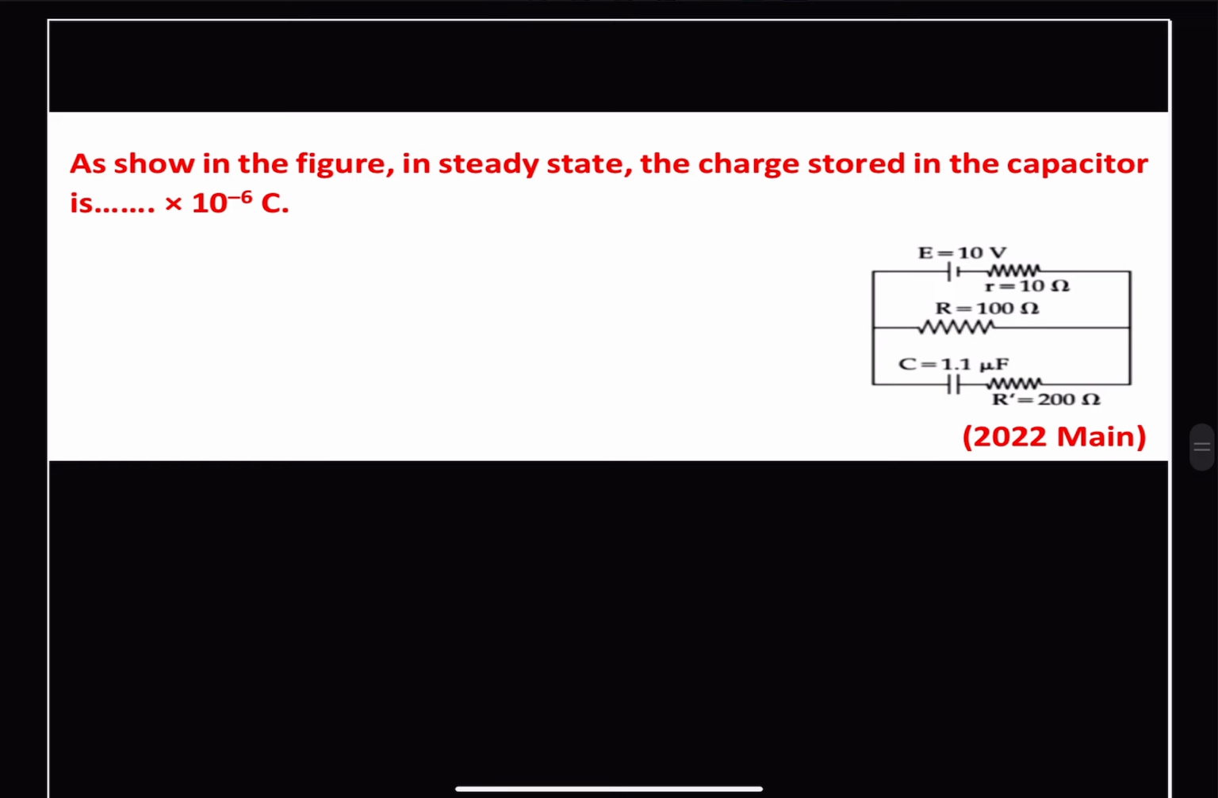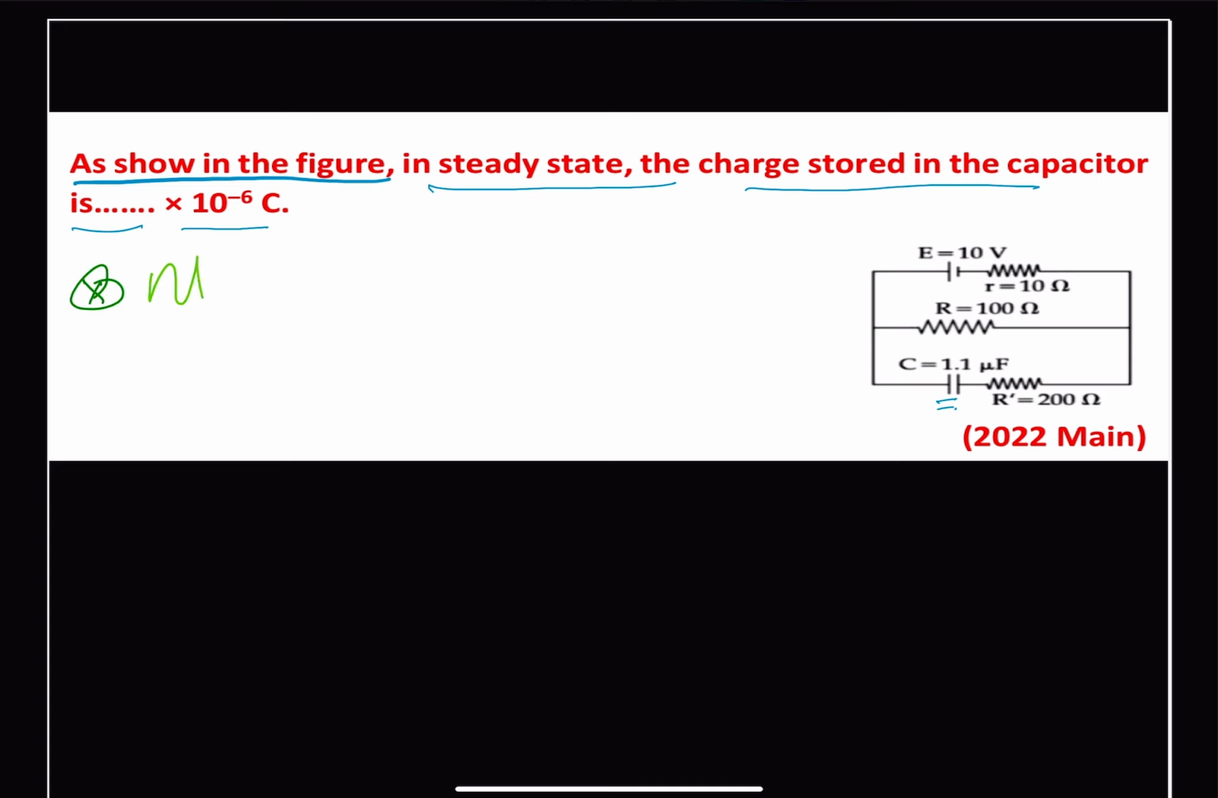Next question. It states that as shown in the figure, in steady state, the charge stored in the capacitor is dash 10 to the power minus 6 coulombs. Basic figure is given to us. We have three arms which are parallel to each other, and we need to find out the charge stored in the capacitor at steady state. So we know at steady state capacitor is open circuit.